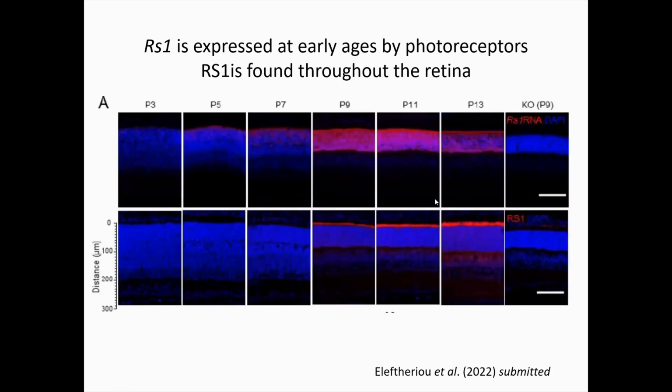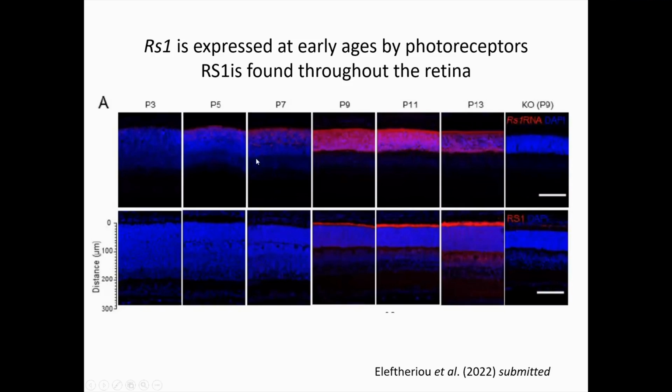So we were not the first group to work with RS1 mutants, but most work that's been published to date has focused mainly on the adult phenotype and how that was affected by gene replacement therapy. We focused on the earliest stages of retinal development.